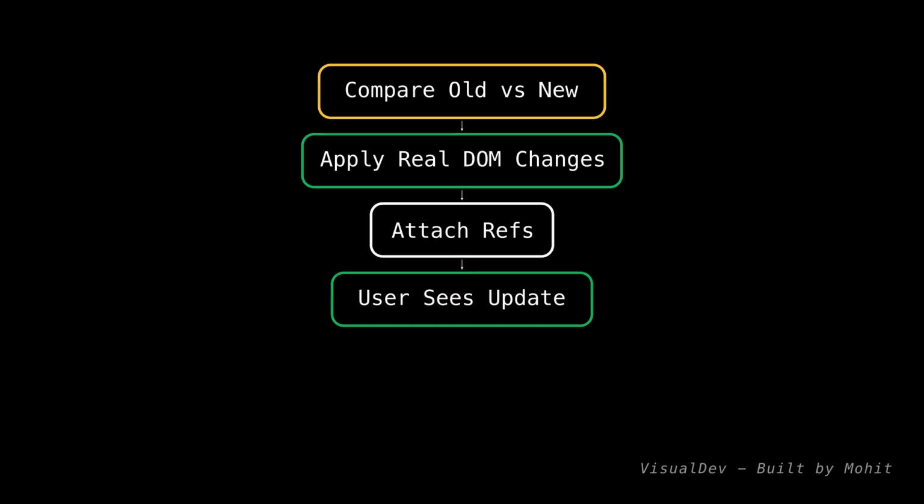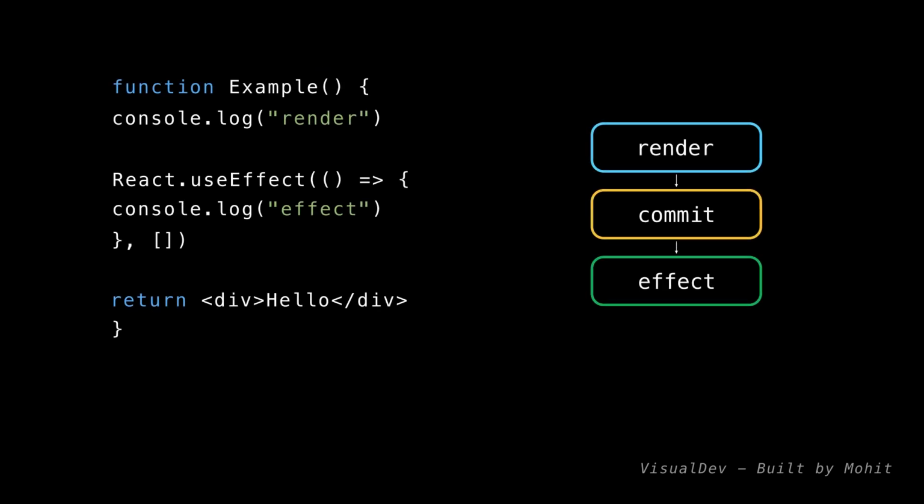React takes the result of that work, applies the required changes to the real DOM, attaches refs, and now the user can actually see the update. This is why logs in render and logs in useEffect happen at different times. Render happens first, then commit, and then effects run after commit.